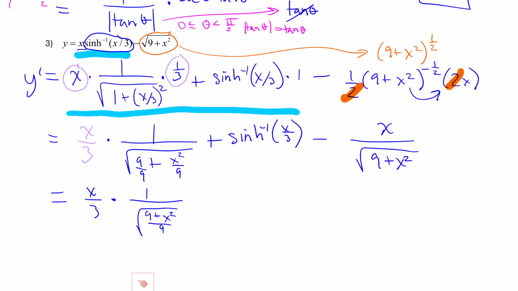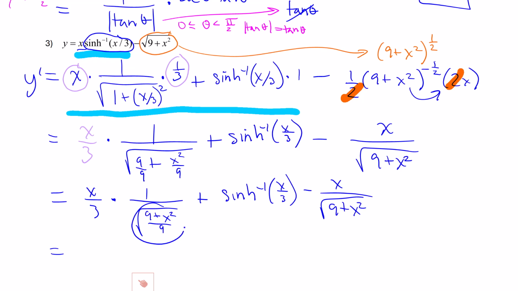So I'm going to leave that alone for now, keep moving. So then plus sine hyperbolic inverse of x over 3, and then minus our last term, which we'll just leave as x over the square root of 9 plus x squared. Now let's work on this first term a little bit more. So notice that there's some simplifying we could do with this root of a fraction.